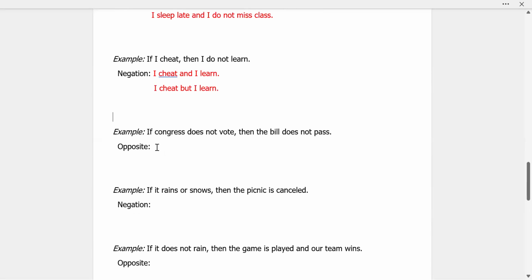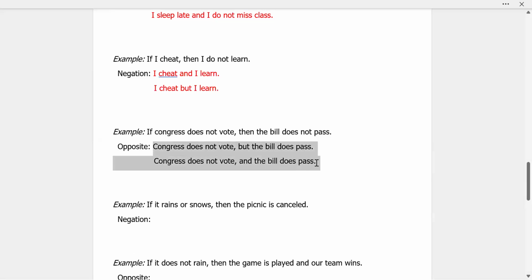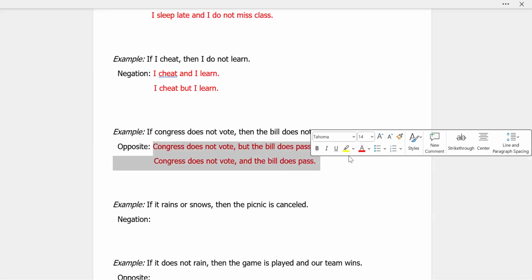Okay, let's try this one. If Congress does not vote, then the bill does not pass. So Congress does not vote, but the bill does pass. Of course, you can use the word and. Congress does not vote, and the bill does pass. So again, the hypothesis stays the same, and the conclusion is the opposite, literally and.